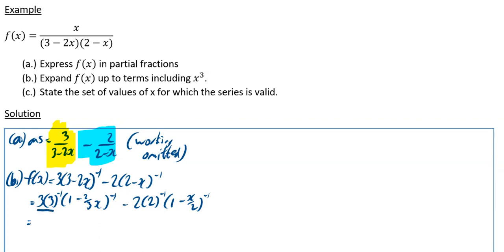Okay, sort this out. 3 times 3 to the minus 1, that just becomes 1, so that's actually very nice. Not often it's going to happen just as nicely as that for us, but it has in this case, so no problem. And over here, that's just going to be the 2, and the 2 to the minus 1 will cancel out, so you've just got minus 1 minus x over 2 to the minus 1.